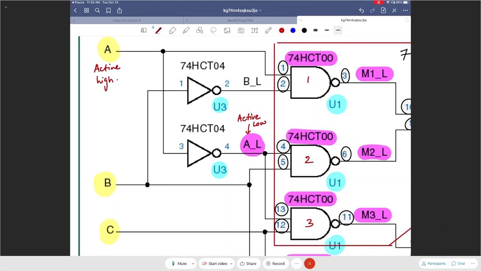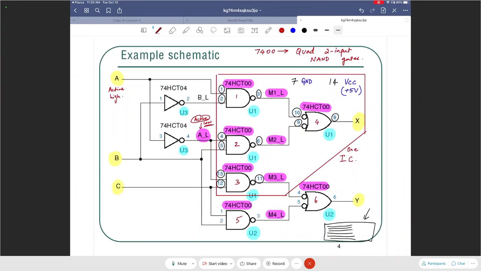So if you see underscore L at the end of the name, that signifies that that particular signal is active low. What does that mean? It means that the signal is active when it is low. More about active high and active low in a few minutes. And then similarly, you have the 4 active low intermediate outputs of the 4 NAND gates over here, and then you have the final outputs X and Y.